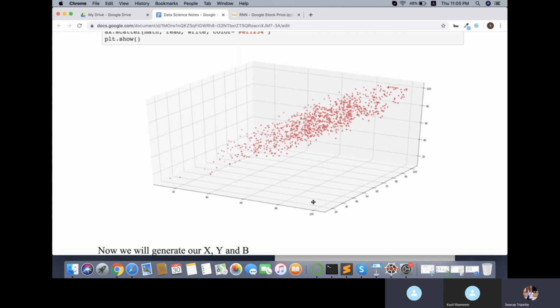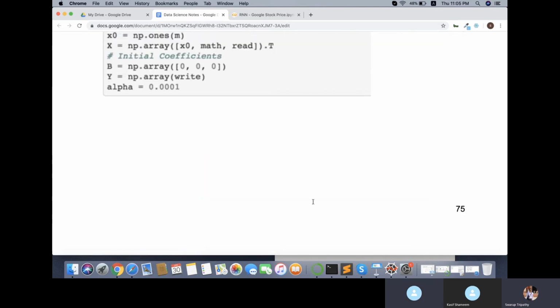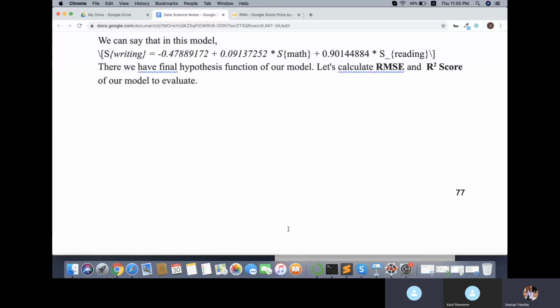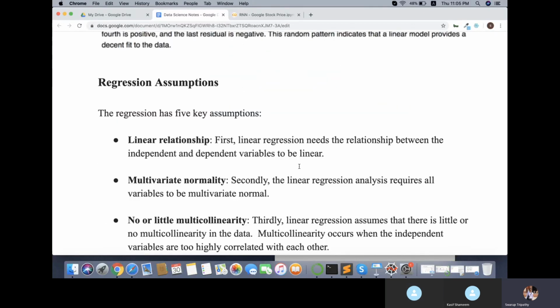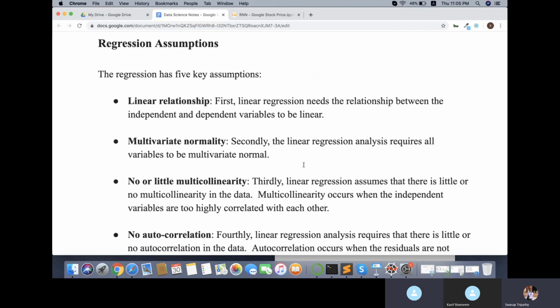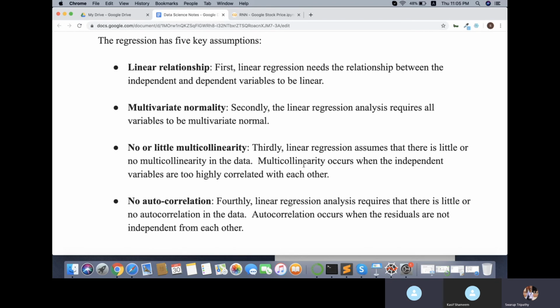So we are assuming that the data are multivariate normal. First, we are assuming that there is a linear relationship between each independent variable and the dependent variable. Then the data is multivariate normal. Then we are looking at something called no or little multicollinearity. So we are saying that there is no or little multicollinearity.